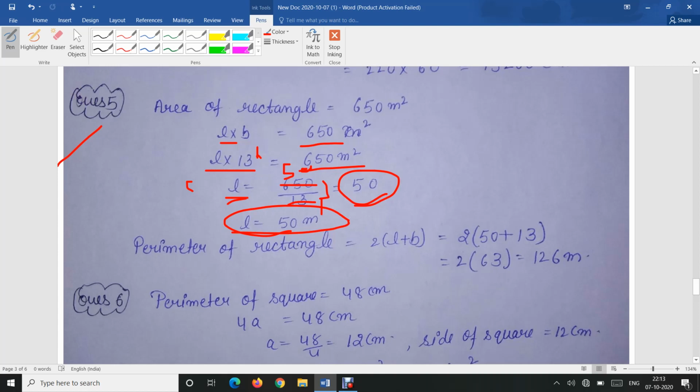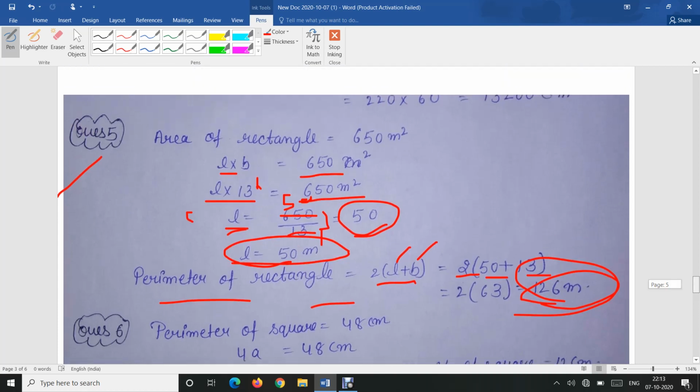But in this question you have to find the perimeter, and you know the formula of perimeter of rectangle, which will be 2 times (length plus breadth). Now you can put the value of L and B. So it will be 2 times (50 plus 13), that is equal to 126 meter. That means perimeter of rectangle is equal to 126 meter.